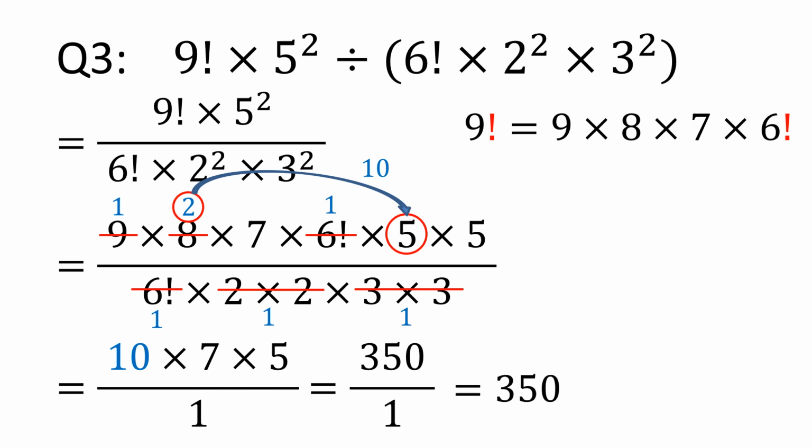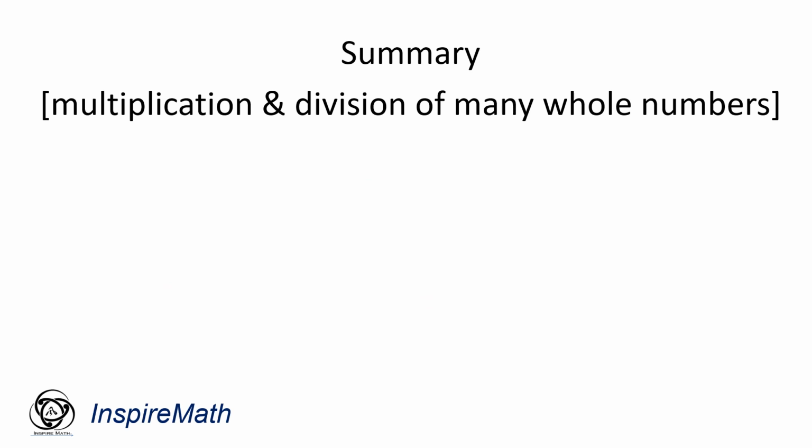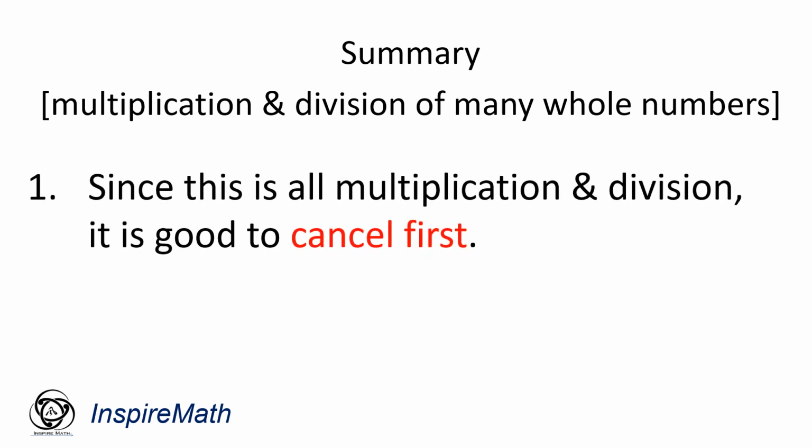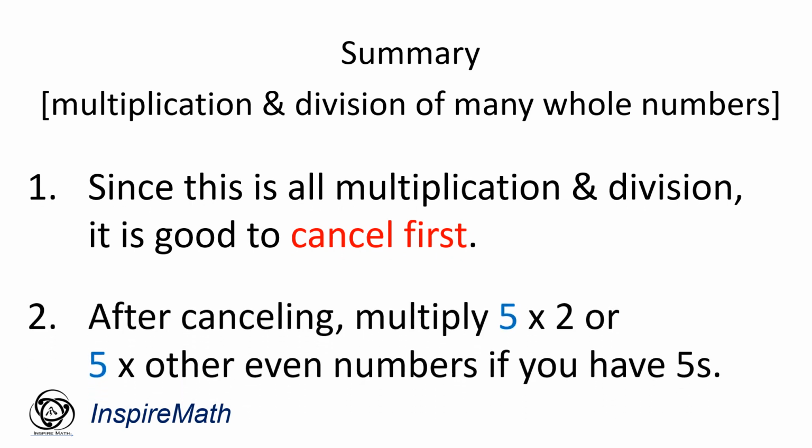Let's summarize today's lesson for calculating multiplication and division of many whole numbers. Since this is all multiplication and division, it is good to cancel first. After canceling, multiply 5 times 2, or 5 times other even numbers if you have any 5s.